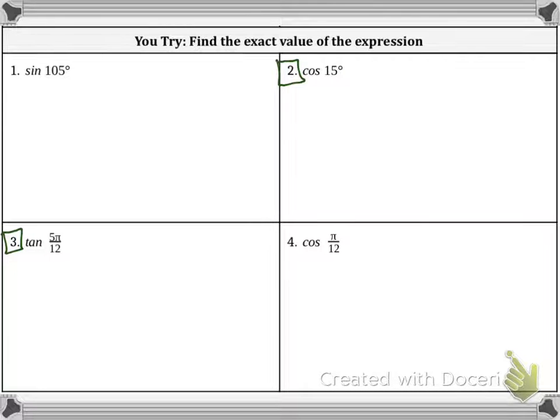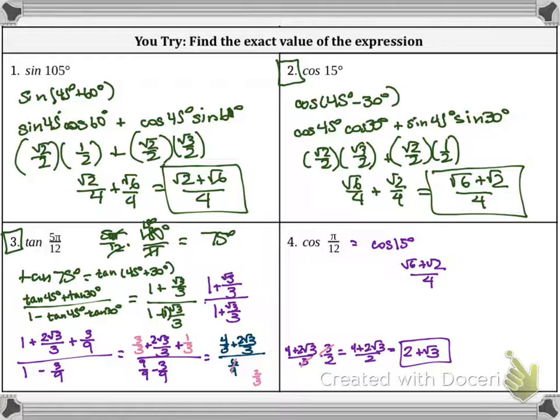So if you tried out the examples, the answers are here. So here are the answers to each expression. Number 1 would have been root 2 plus root 6 over 4. Number 2, that would be root 6 plus 2 over 4. And then notice number 4 is the same.